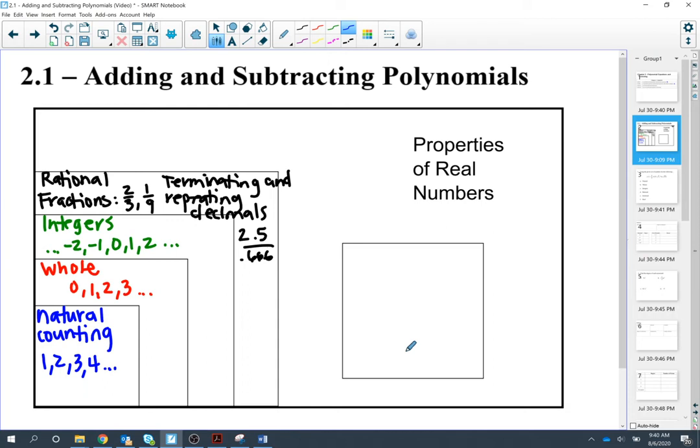So now we're going to go look at our non-nice numbers, and those are your irrational numbers. So irrational numbers I usually like to think of as more like not nice. They're not nice fractions. They are not terminating decimals. They are not repeating decimals.